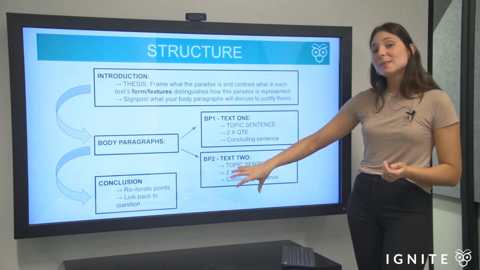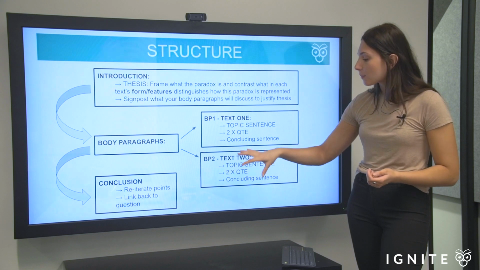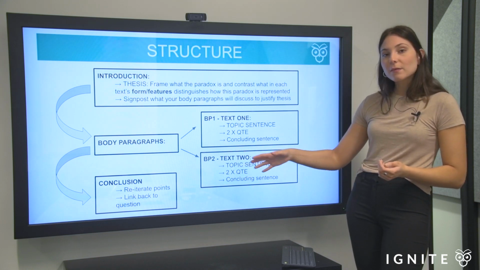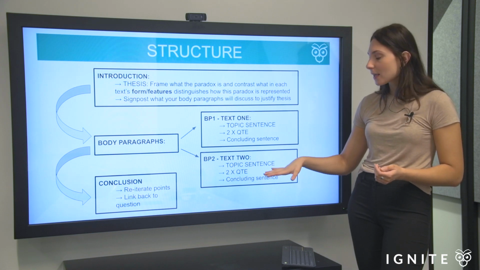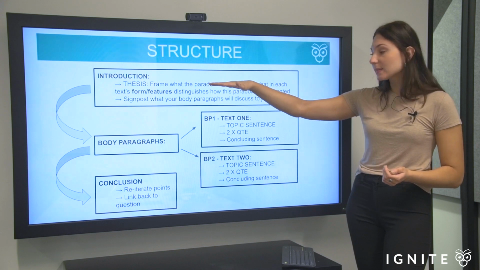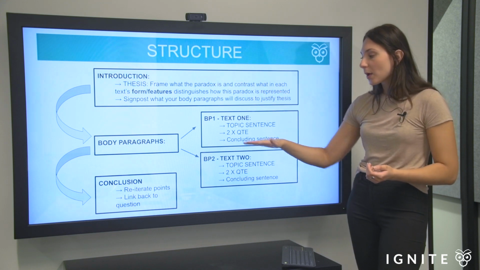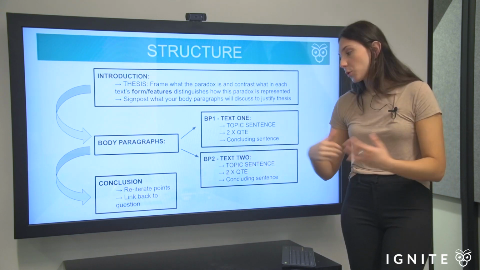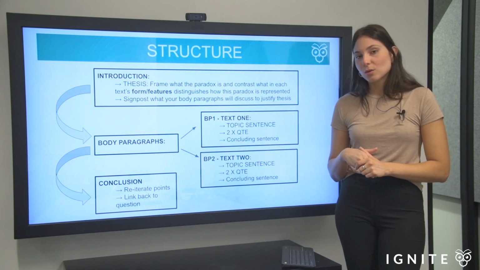And it's really just the same for text 2. You're doing the same thing. You're framing the paradox in relation to the second text. You're going through the evidence and you're giving your concluding sentence. And that's pretty much it in terms of the content. You've got your intro, where the thesis is, you've got text 1, text 2, and then you've got your conclusion at the end. And the conclusion is really just reiterating your key points and you're linking back to the question.